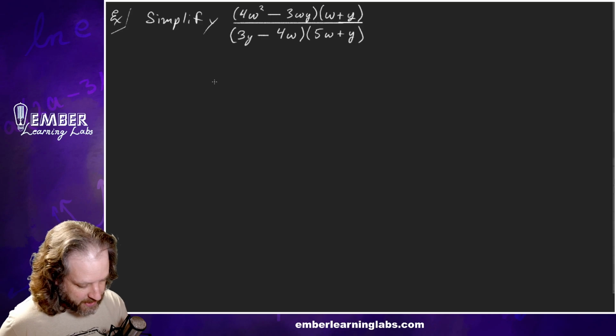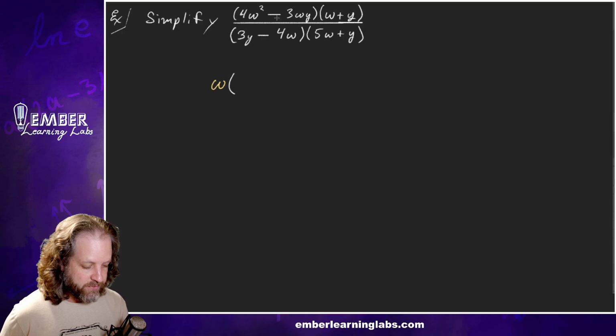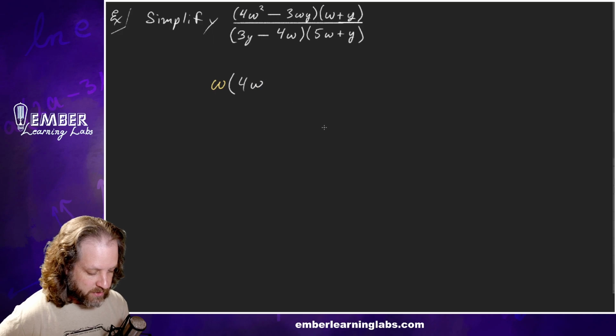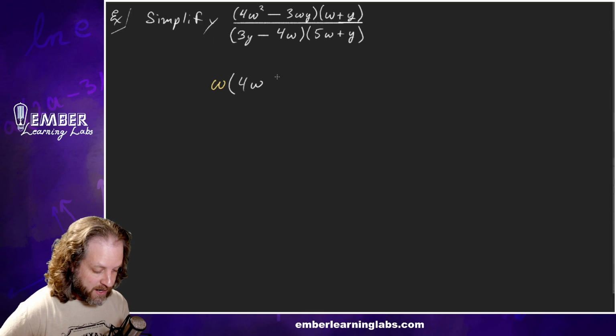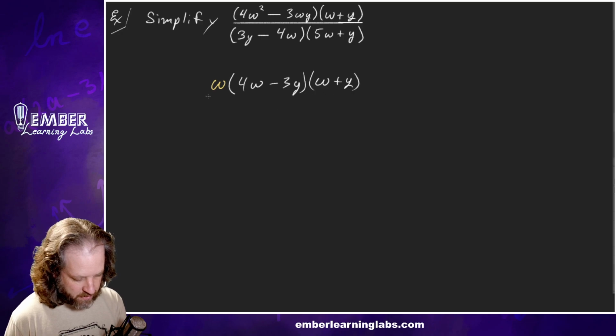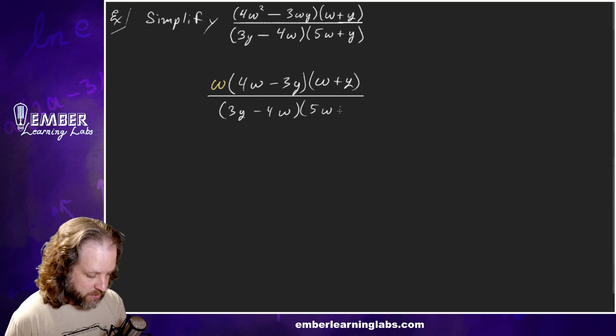So in the top, we're going to pull a W out of this one, and then write down what's left. When we divide a W out of 4W squared, we're left with 4W. Pull a W out of negative 3WY, we're left with negative 3Y. Then just bring everything else down, times W plus Y, over 3Y minus 4W times 5W plus Y.